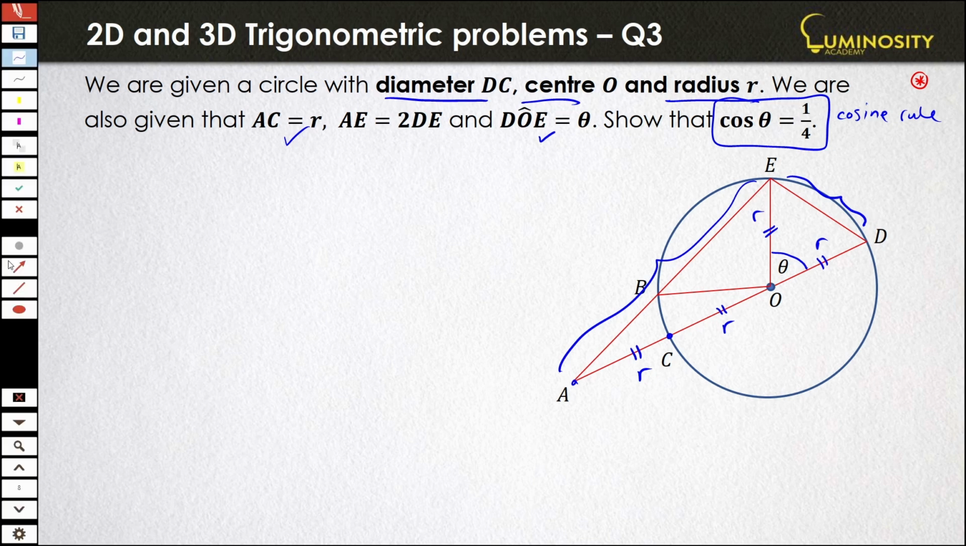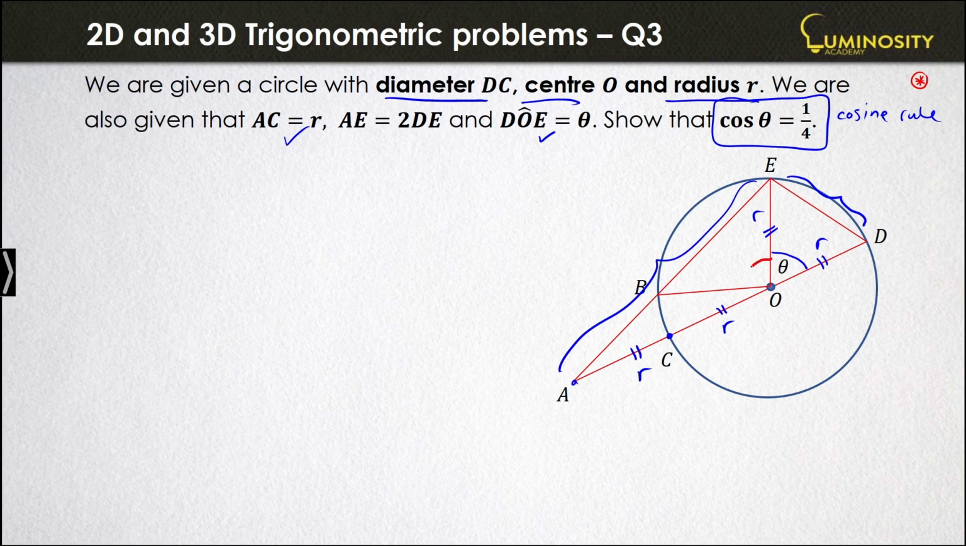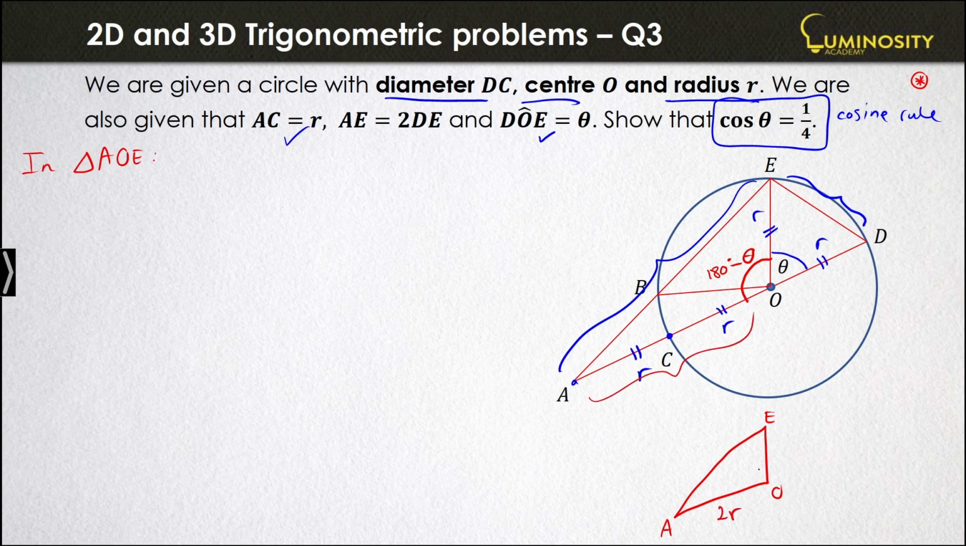Okay, so let's try and figure out how we can do this. Now, first of all, angles on a straight line tells us that this angle must be 180 degrees minus theta. So I'm going to look at triangle AOE because there's a lot of information in there. So I'm going to sketch that triangle out here. From A to O, that's 2 radius lengths, so that's 2R. From O to E, that's 1 radius length R, and I have an included angle here, 180 degrees minus theta. So I could work out the length of AE if I wanted to using the cosine rule.